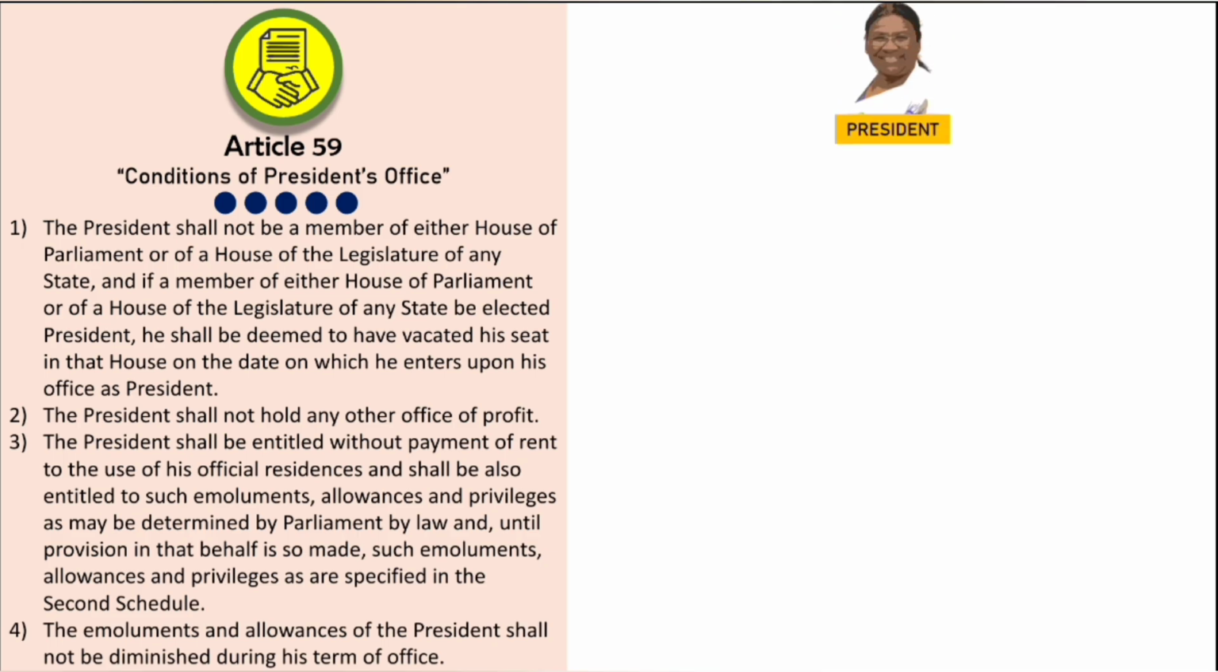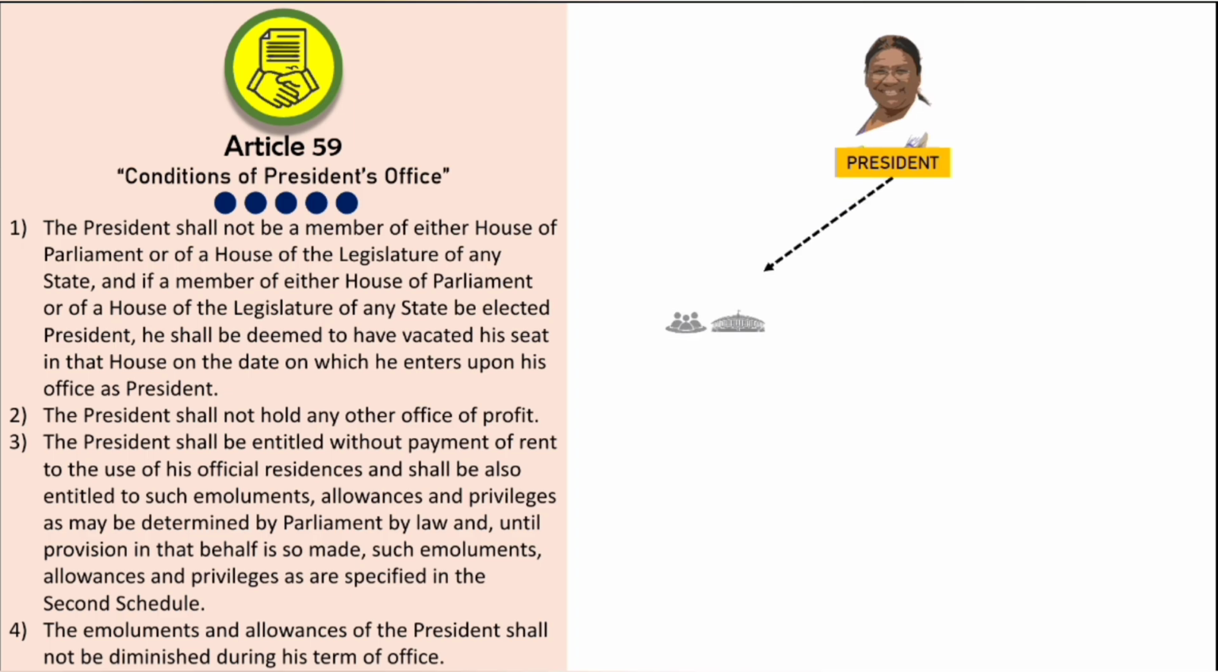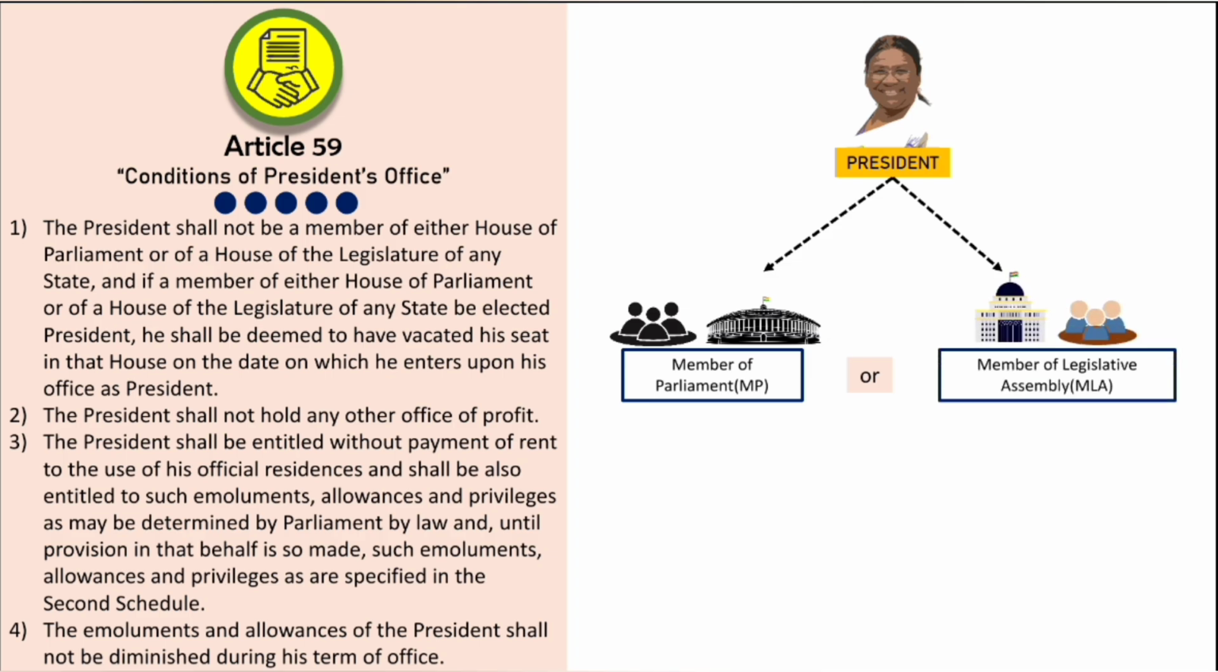According to the first clause, the President of India cannot be a member of the Parliament, that is MP, or the legislature of any state, that is MLA, at the same time. Simply, the President cannot hold two positions at the same time. If someone who is currently an MP or an MLA gets elected as president, they automatically lose their seat when they officially start their job as president.